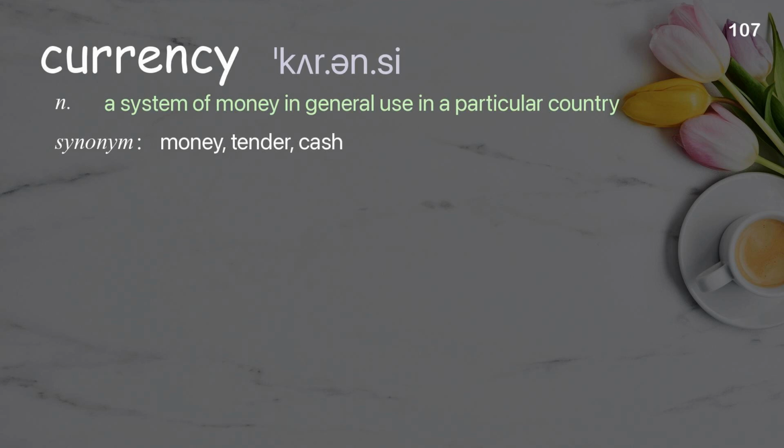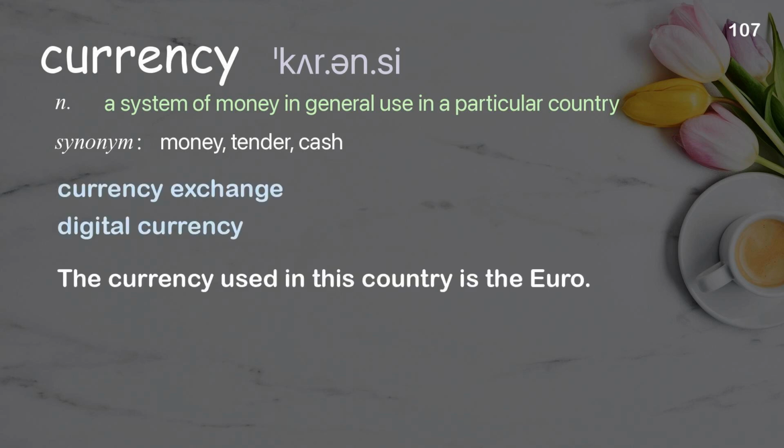Currency. A system of money in general use in a particular country. Examples: Currency exchange. Digital currency. The currency used in this country is the euro.